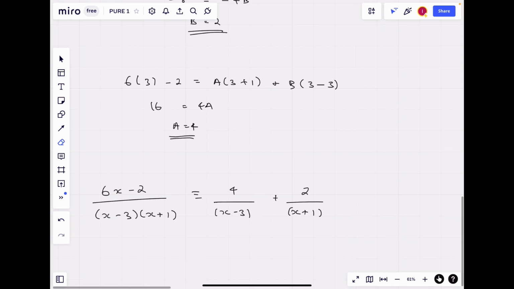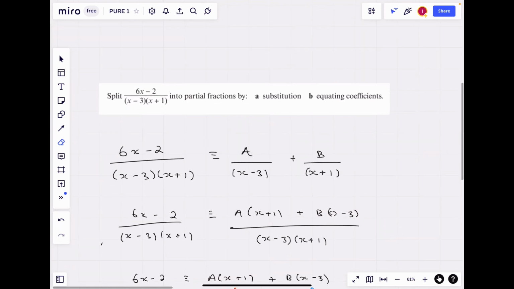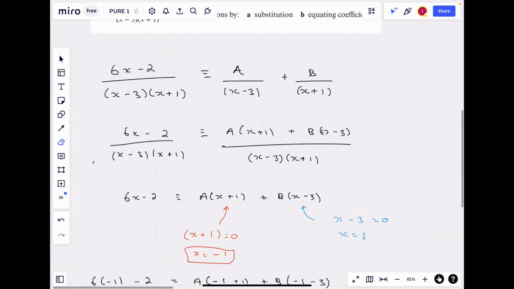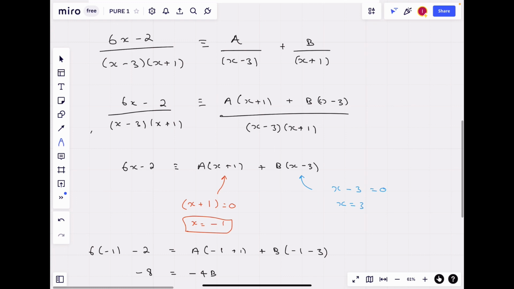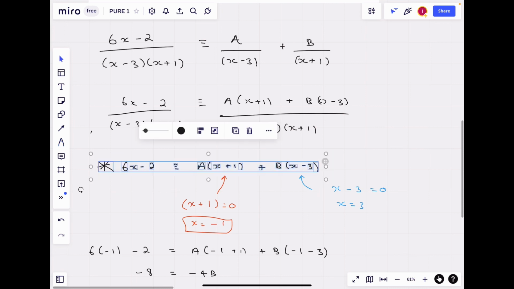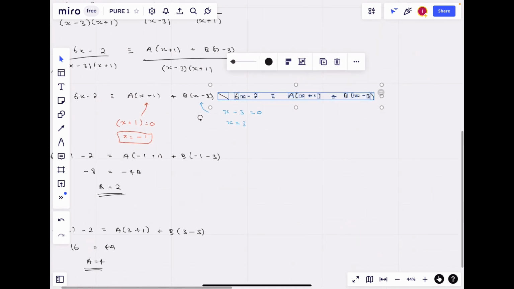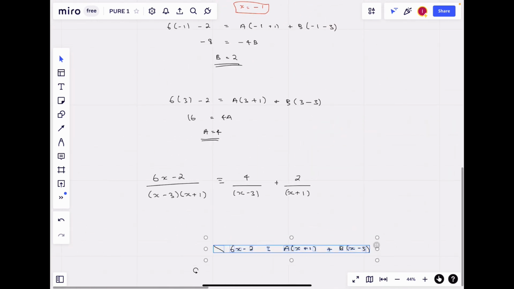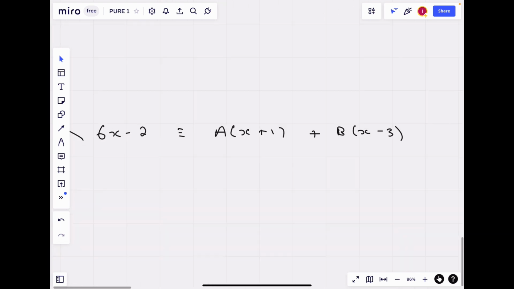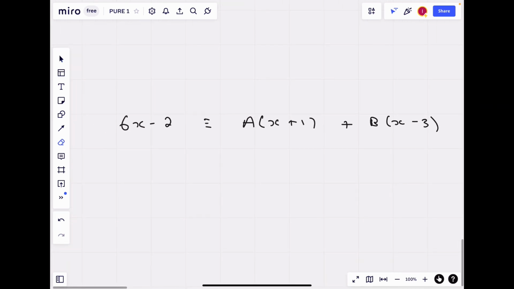Now let's do it by the second method, which was equating coefficients. The first steps of the equating coefficients method are exactly the same. So up until this point, regardless of whether you're doing substitution or equating coefficients, that's the same. The difference is what you do after that. So let me copy that over and I will do it down here. And let's get rid of this line.